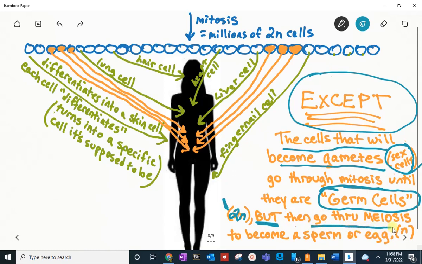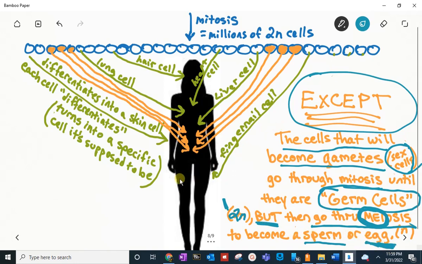They go through meiosis. Now, my mom and dad have to have sex to make me. So meiosis, that's the sex cells. They go through meiosis to become a sperm or an egg. And people that are born male, their germ cells are going to go through meiosis and become sperm. And people that are identified as female at birth, when their germ cells go through meiosis, they turn into eggs.